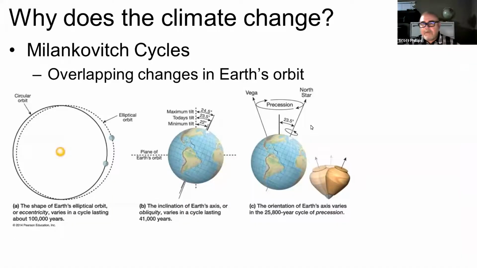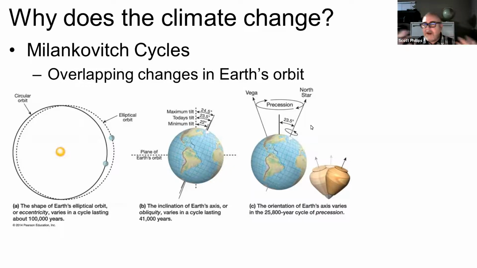So we've seen that the climate changes naturally over time, and in some cases unnaturally. But why does the climate change? When it comes to natural factors, probably the most important thing to consider is something called Milankovitch cycles. These are changes to Earth's orbit, and they overlap with each other.